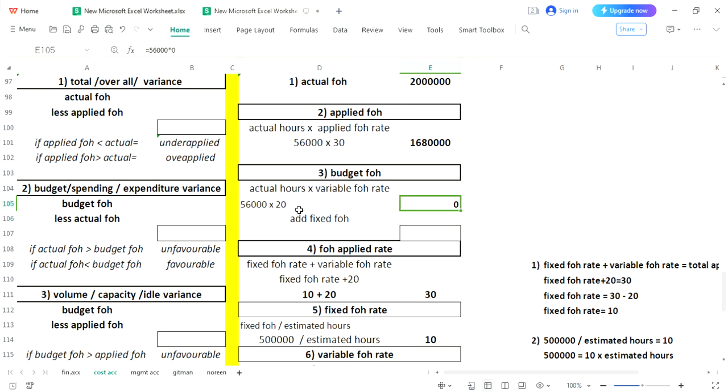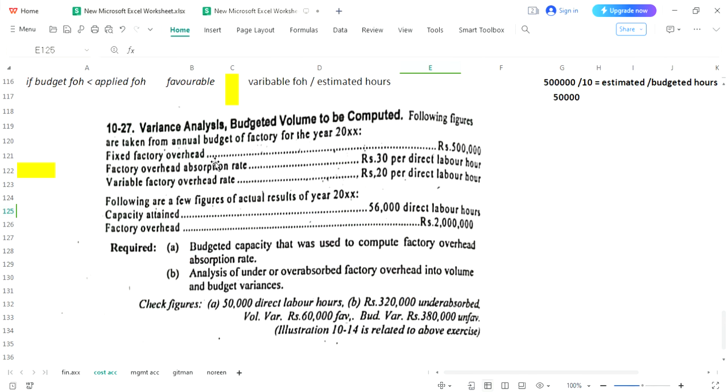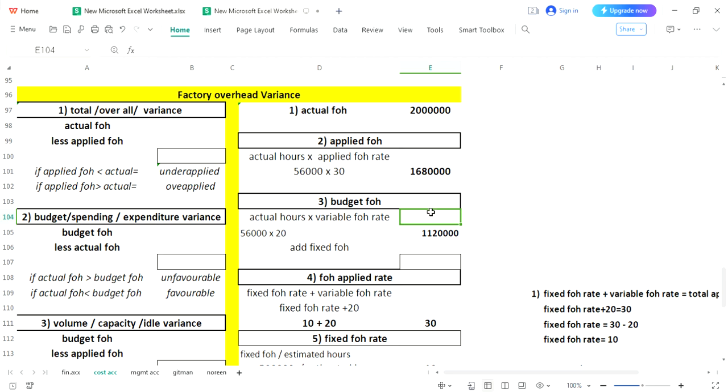What happened? What is missing? Oh, instead of 20, 0 was written. Okay. And fixed FH is given in your question first line, fixed FH 5 lakh. So you can put second statement 5 lakh over here. 5 lakh it should be.